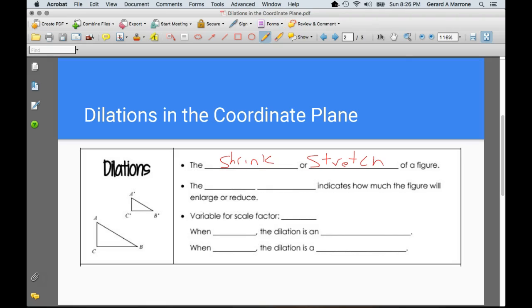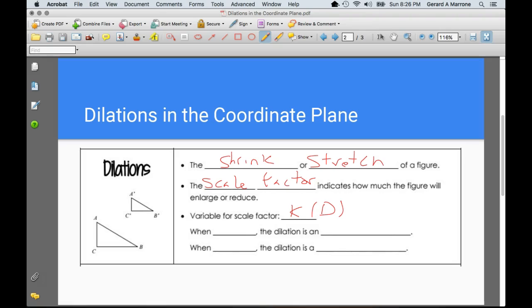And in this case, we're going to be given a variable, which is going to tell us what's called the scale factor, what we're going to stretch or shrink by. So we're going to have a scale factor, and we're going to use the letter K here. You'll also see, in parentheses, a capital D sometimes. You'll see K or you'll see D.